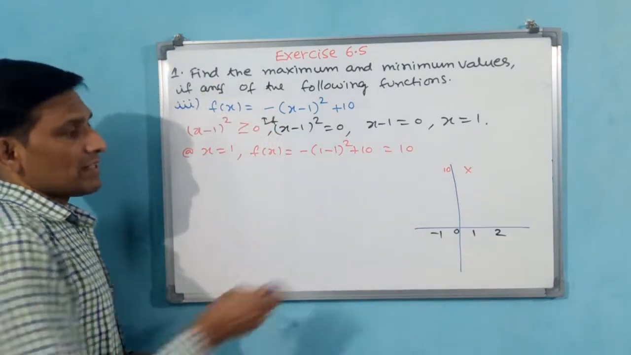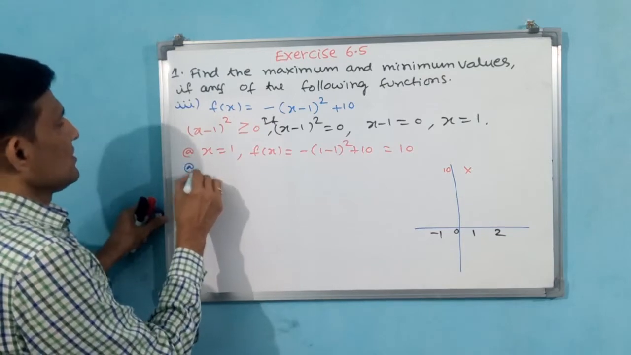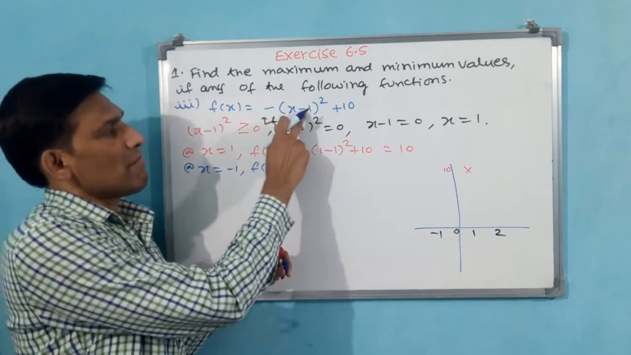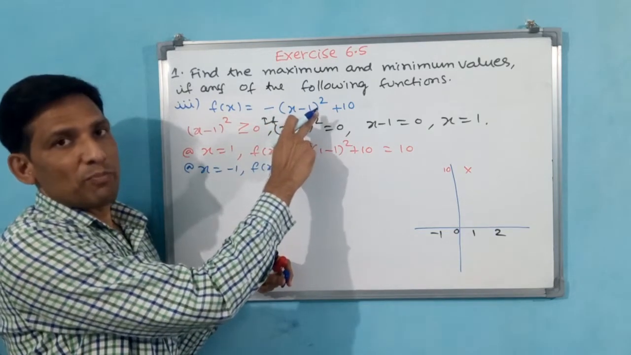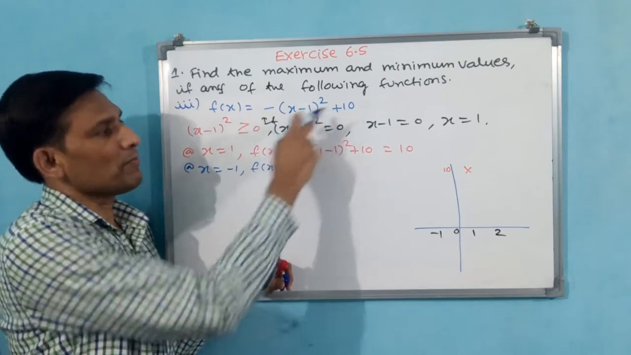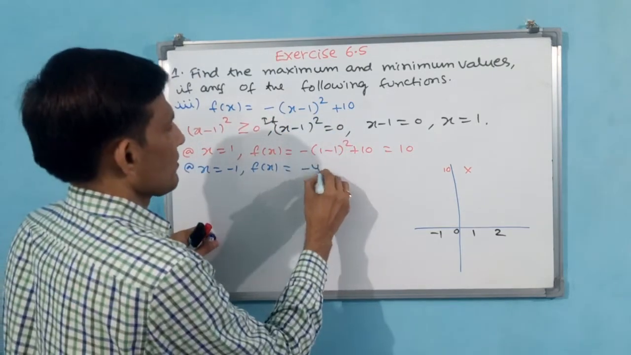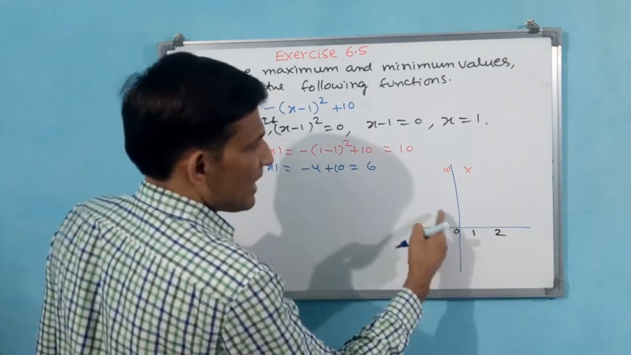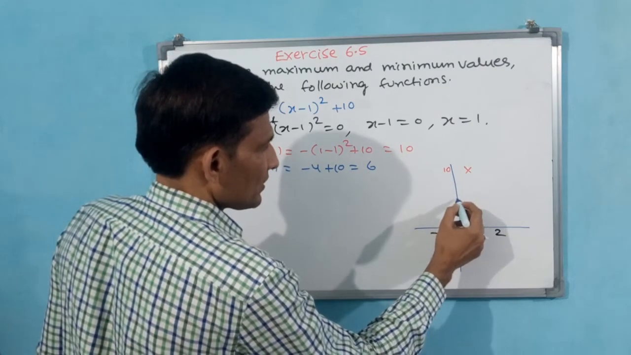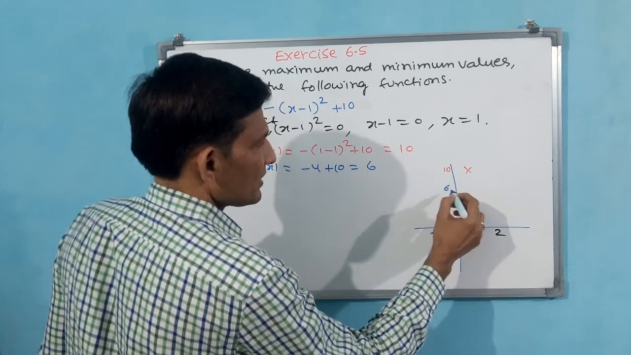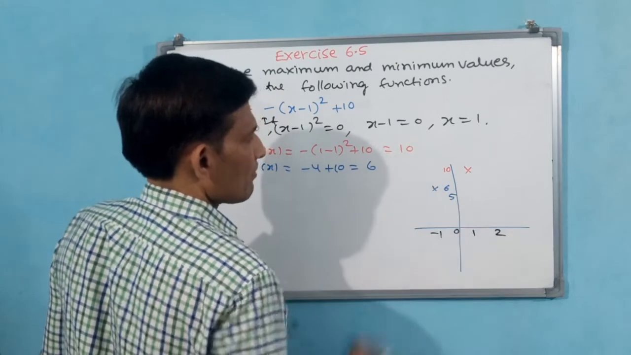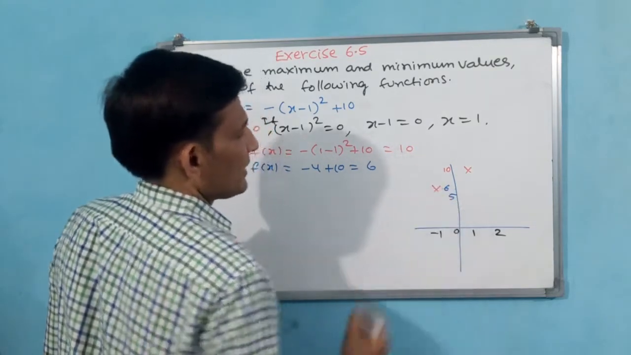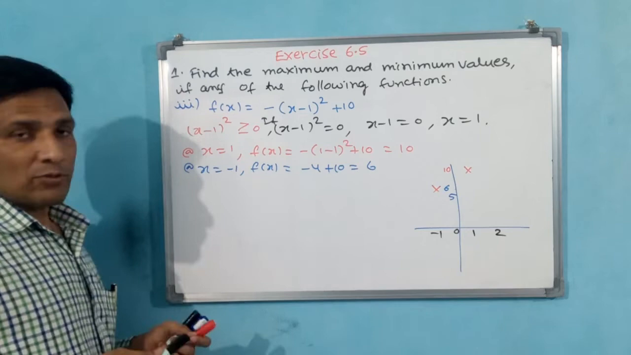Let me see at minus 1. At x is equal to minus 1, f of x is equal to minus 1 minus 1 minus 2 minus 2 square plus 4 plus 4 minus 4 minus 4 plus 10, plus 6. That means at minus 1 the value will be 6. Say this is 5, this is 6. Okay, 6. Now let us go for plus 2.